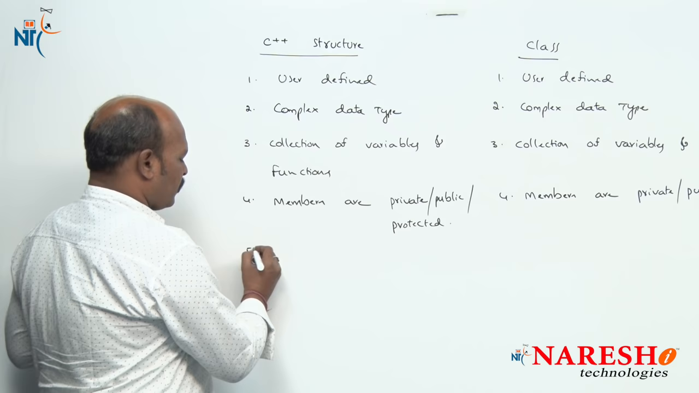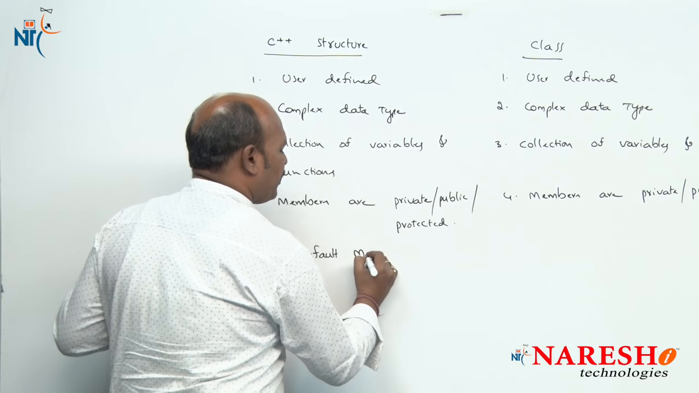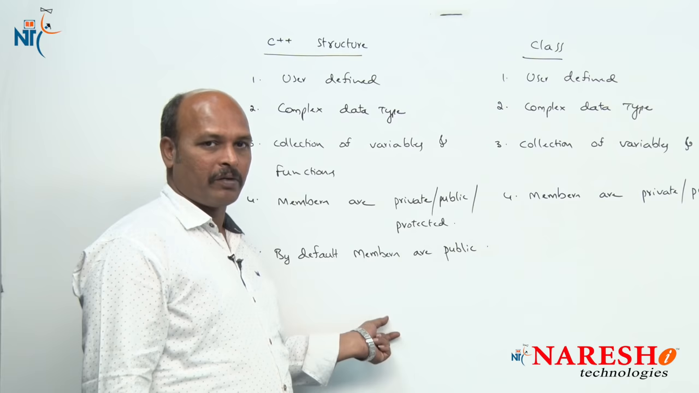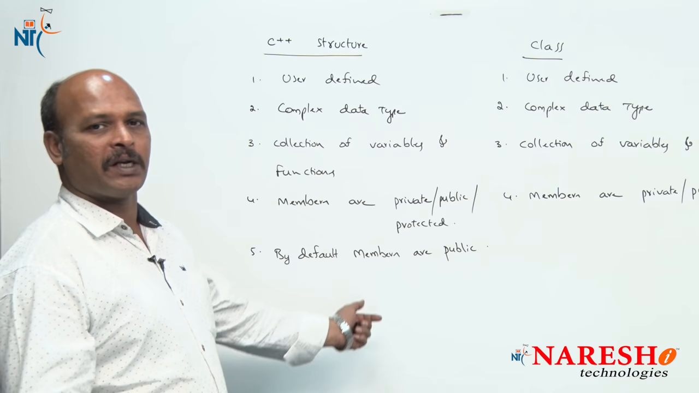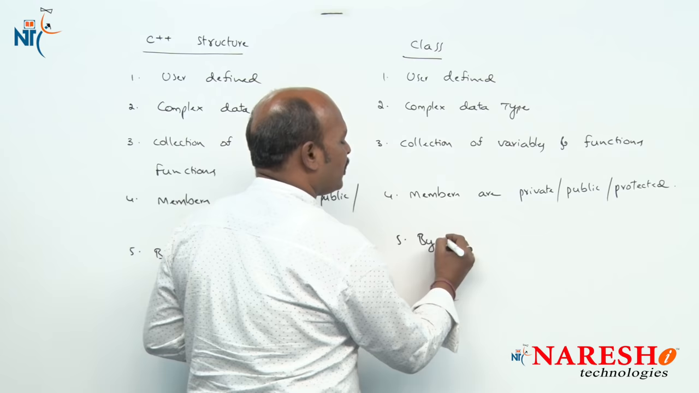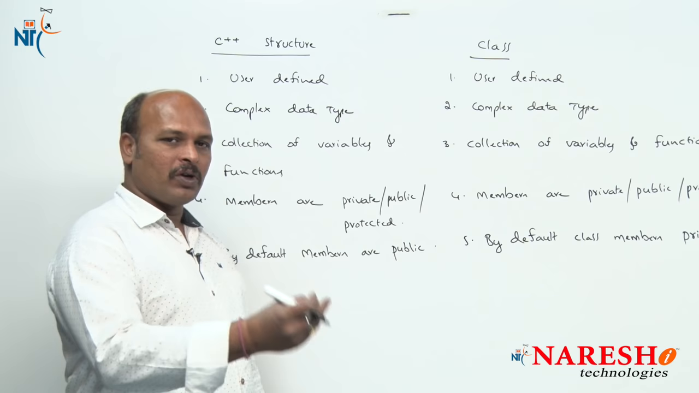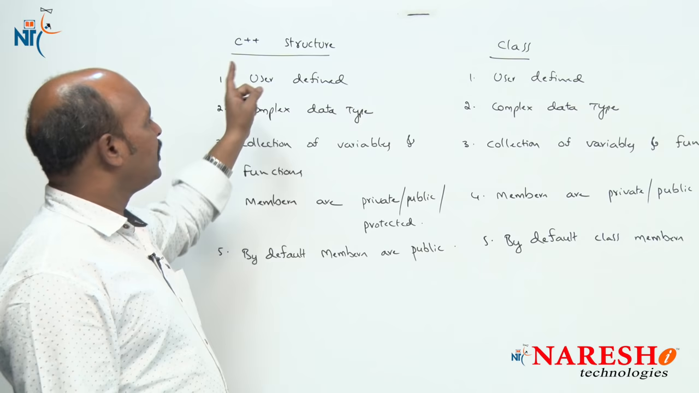The first major difference is, in a structure by default members are public. That means when no visibility label or access specifier is mentioned, automatically all the members become public members, so anybody can access from anywhere. And by default class members are private. That means only the member functions of the same class are accessible; outside members are not accessible. It is the first major difference between the C++ structure and class.